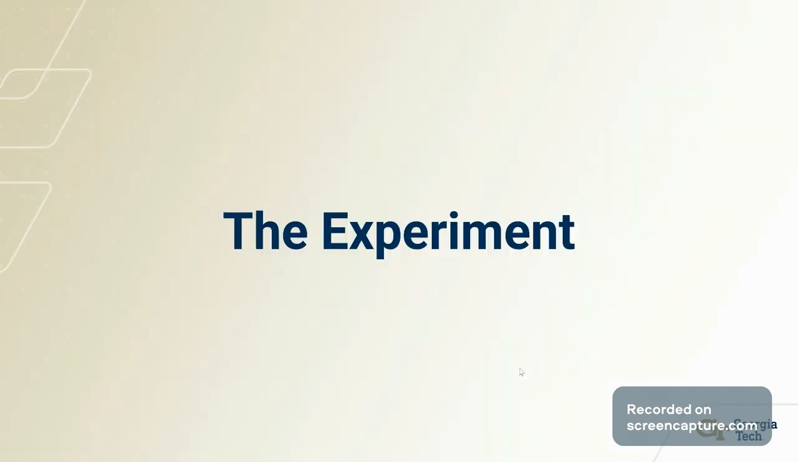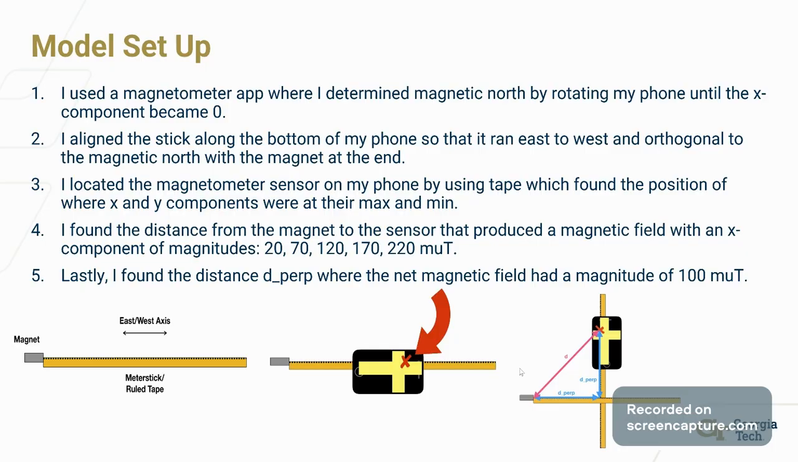So the experiment. For the setup, I used a magnetometer app where I determined the magnetic north by rotating my phone until the x component became zero. I aligned this stick along the bottom of my phone, the meter stick, so that it ran east to west and orthogonal to the magnetic north with the magnet at the end. I located the magnetometer sensor in my phone by using tape, which found the position of where x and y components were at their max and min.